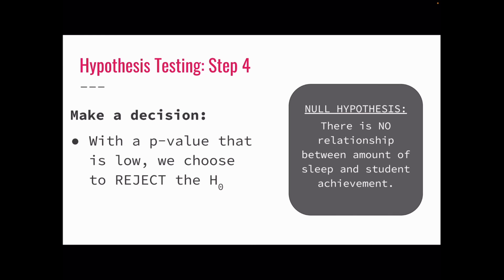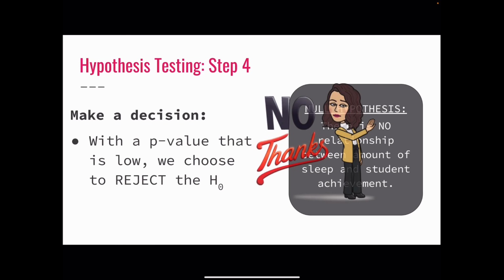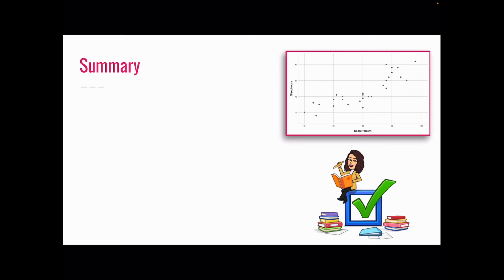With a p-value that is low, we choose to reject the H0. Our null hypothesis was that there was no relationship between the amount of average sleep and the student achievement. We will reject our null hypothesis. The next thing that we choose to do is take a look at our scatter graph.